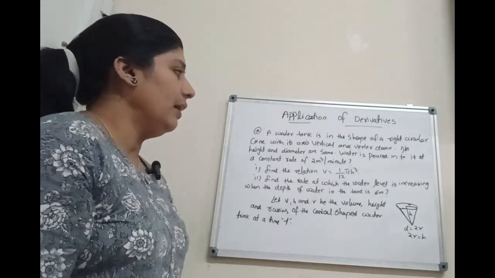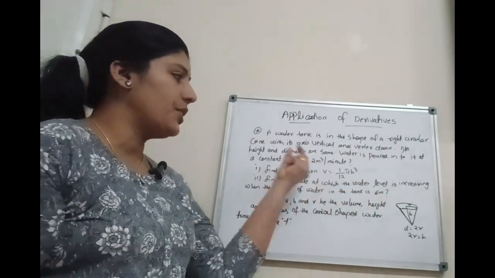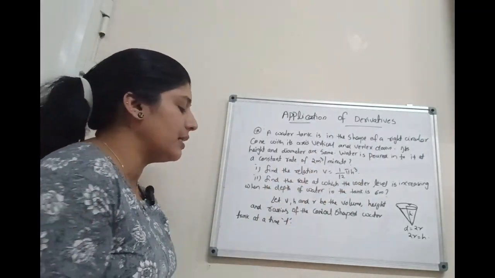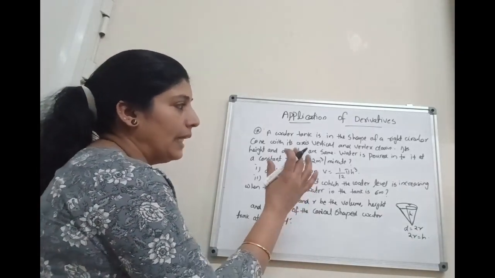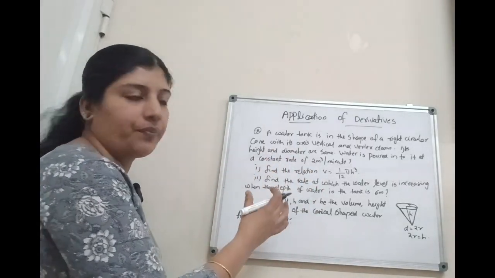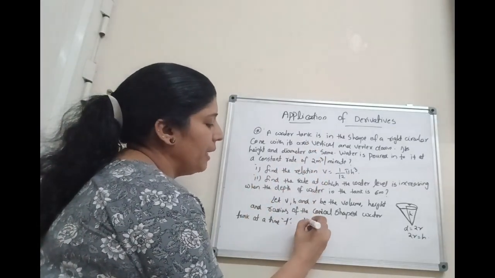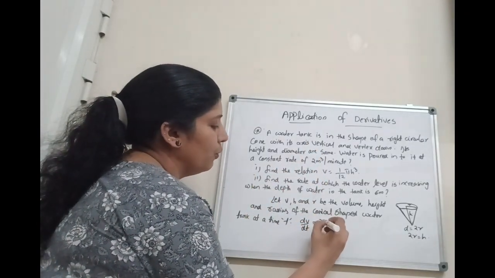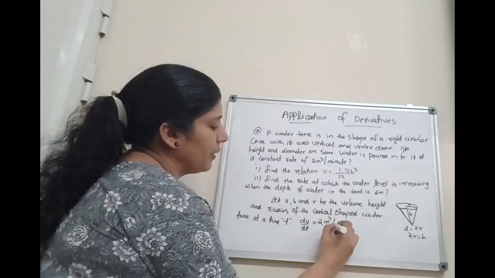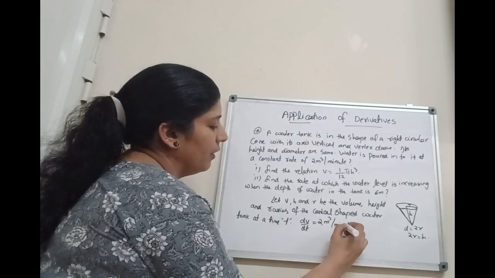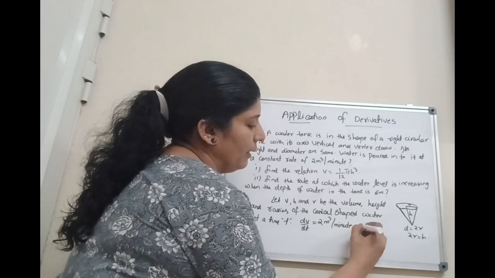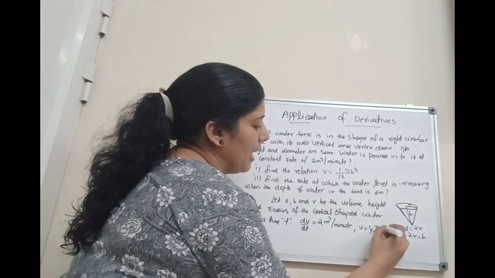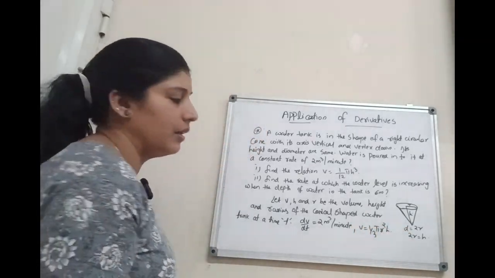Now, the given water is poured in at a constant rate of 2 meter cube per minute. That is, dV by dt is how much water is added at a particular time. It is given dV by dt is equal to 2 meter cube per minute. We know that the volume of a cone, that is V equal to 1 by 3 pi r square h.